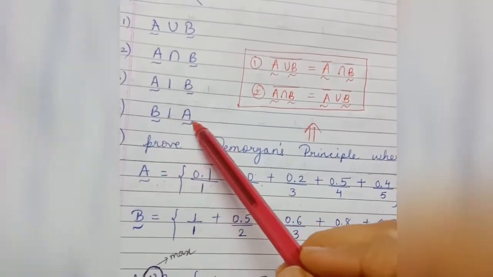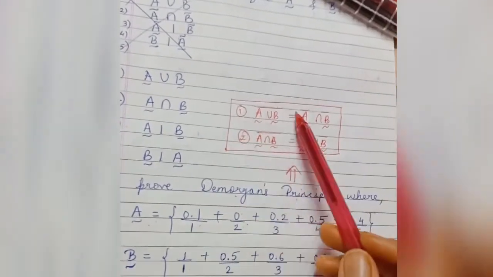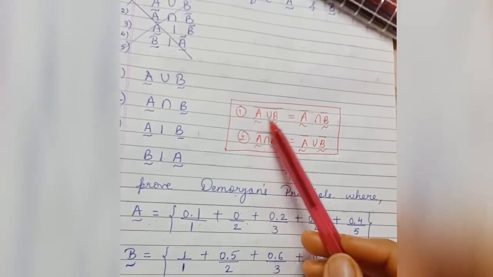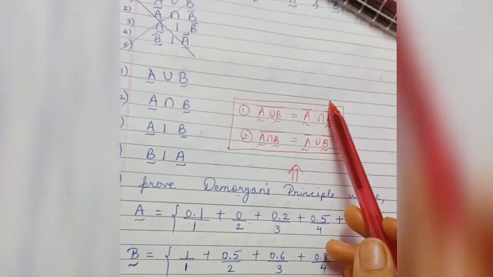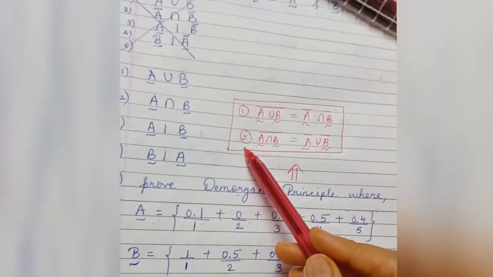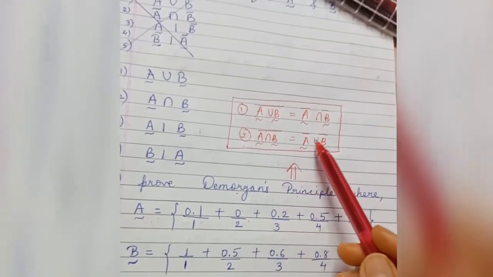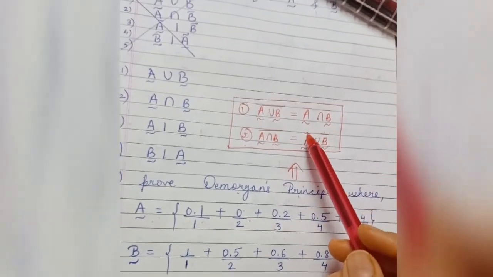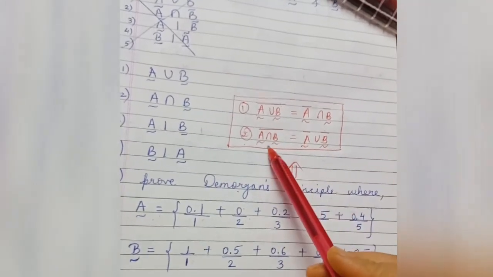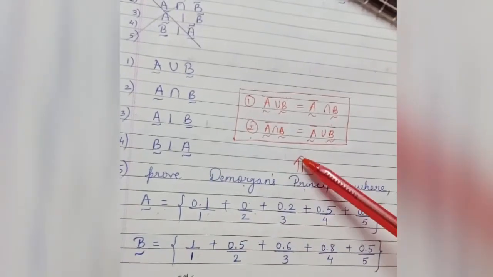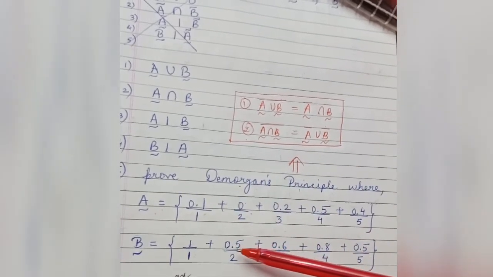In this video we learned how to calculate A union B, A intersection B, fuzzy set A difference B, B difference A, and the fifth operation, De Morgan's principle, which has two parts. The first principle is A union B whole set complement equals A complement intersection B complement. The second principle is A intersection B whole set complement equals A complement union B complement. In this video we calculated both formulas, along with LHS and RHS. So this was an example based on fuzzy set operations.